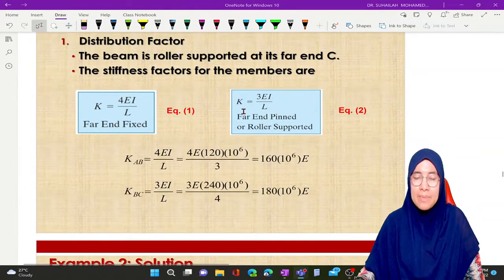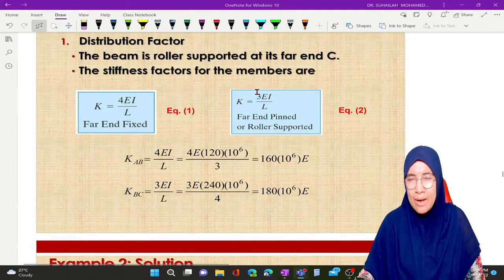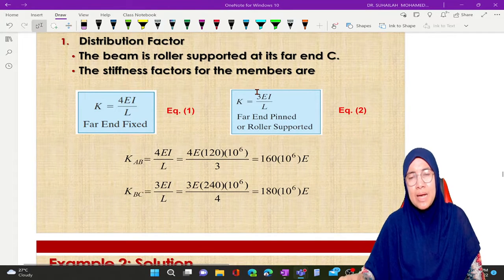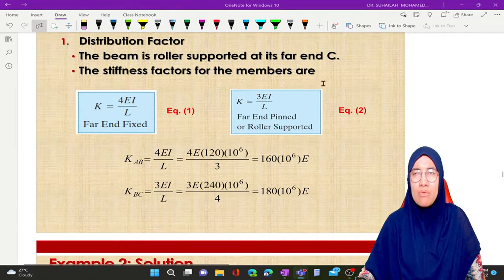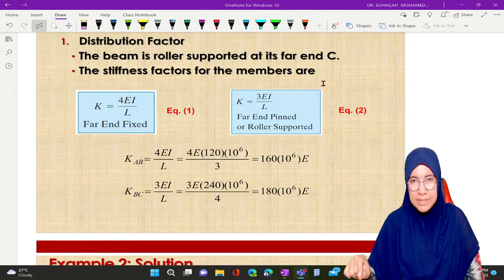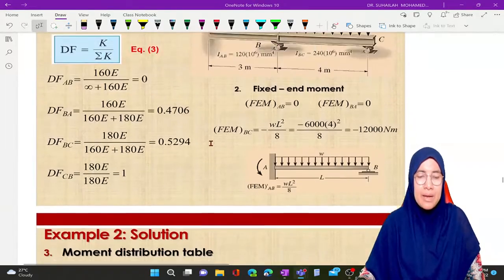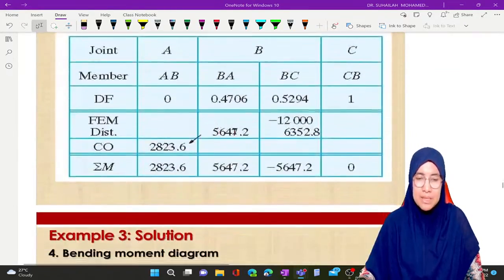Except the formula to calculate K for member BC is not 4EI over L, but 3EI over L, because 3EI over L is the formula to calculate member stiffness for a roller end. So the process will be the same. Okay, and then what we get in the table is like this.